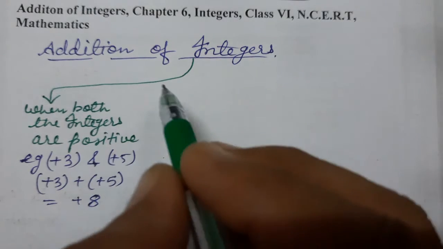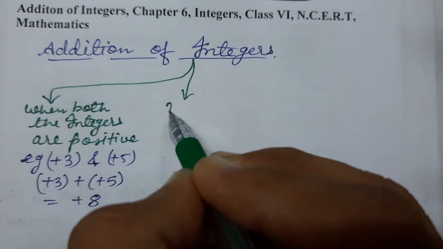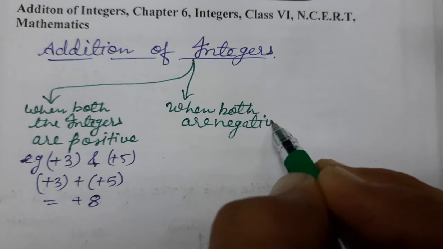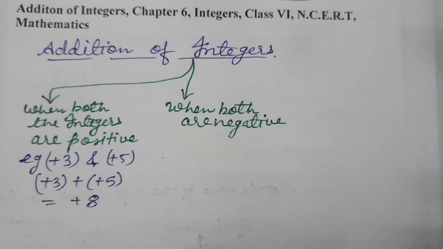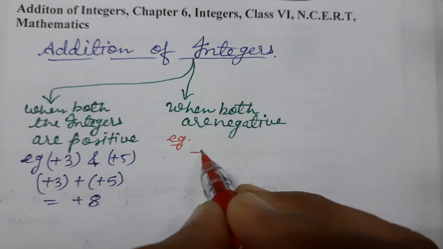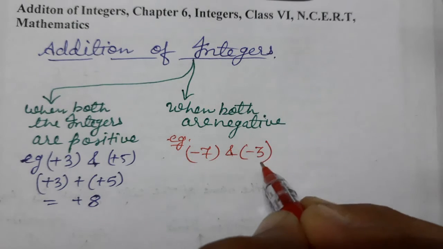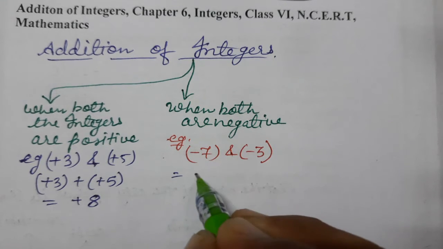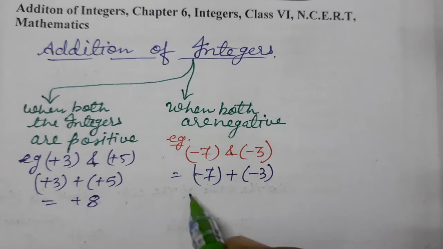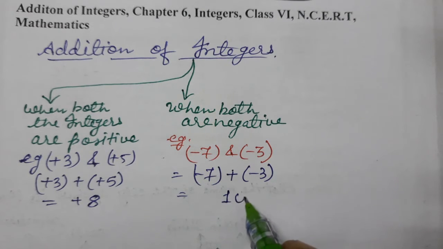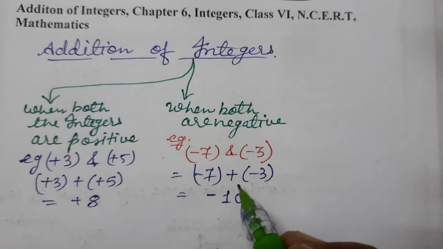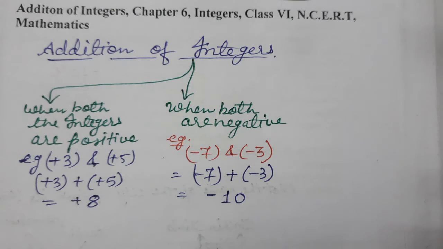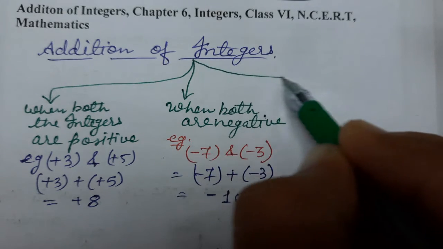Second possibility, when both are negative. What happens when both are negative? Let's take an example: minus 7 and minus 3. Both are negative. In case both are negative, then also we have to add. Minus 7, this is the sign of addition, minus 3. 7 plus 3 is 10, and you have to put the sign of minus. Both negatives will add together, and as both are having negative sign, so negative sign on the sum also, so minus 10.